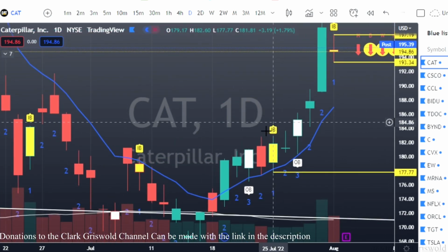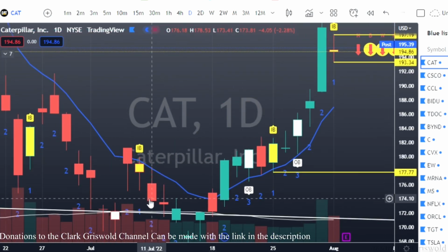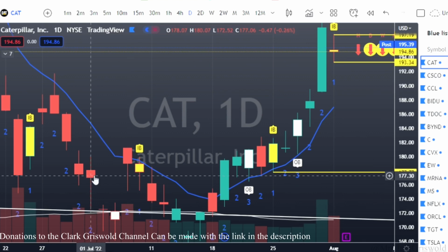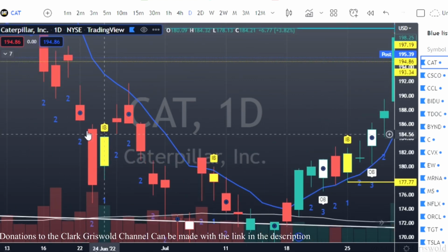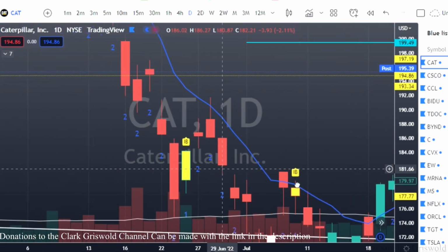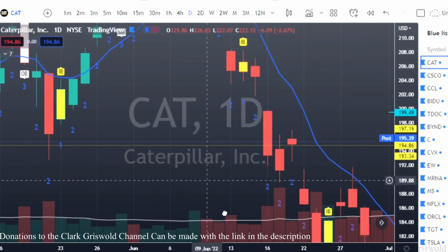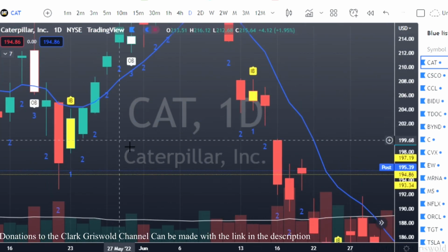I don't have targets there, but break to the downside, filling the gap. Okay, break to the upside on that inside bar. It was a gap play on that one. Here's an inside bar, break to the downside, triggering and targets.